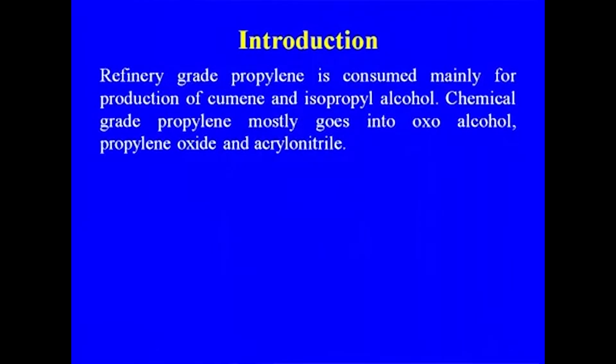Chemical grade propylene mostly goes into oxo-alcohols, propylene oxide and acrylonitrile. Another important outlet for propylene is the manufacture of acrylonitrile, because the conventional process using acetylene has been replaced by the propylene and ammonia process. That is another development that has taken place, and now you are seeing acrylic fiber, which is a very important part of the synthetic fiber industry and has completely changed the wool industry.